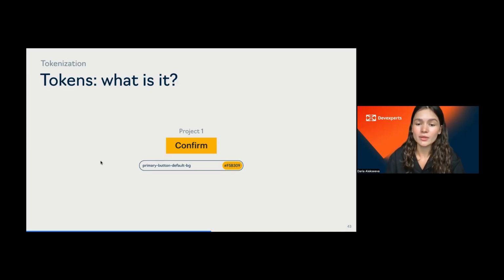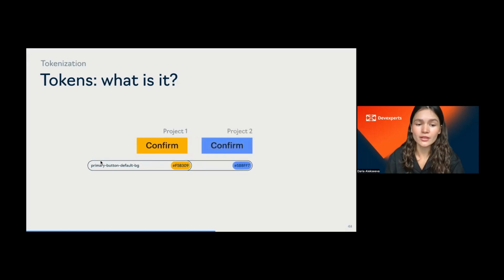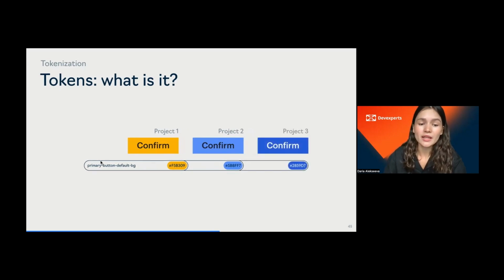For example, this button is described by primary button default BG token that has specific value, and it describes its background color. Imagine we have another project that uses the same button component, but color token value is different because of project style. They like use blue instead of yellow. Such a system can be scaled to unlimited number of projects.